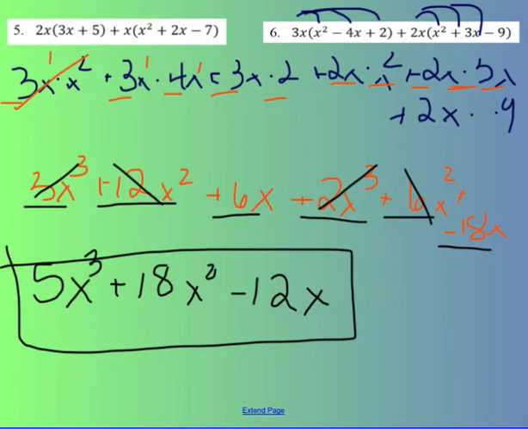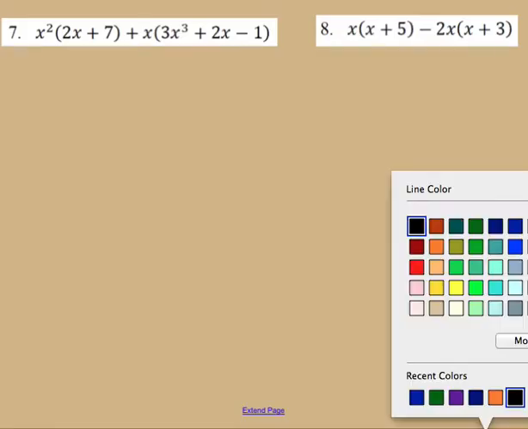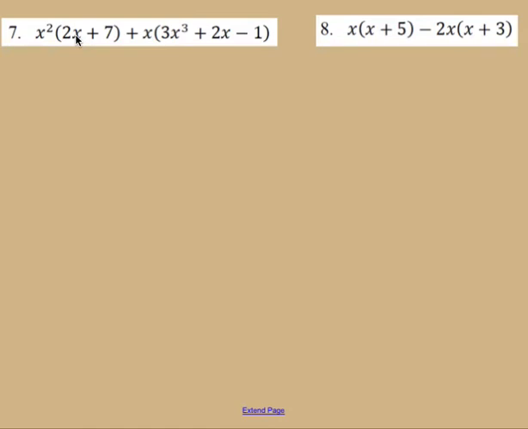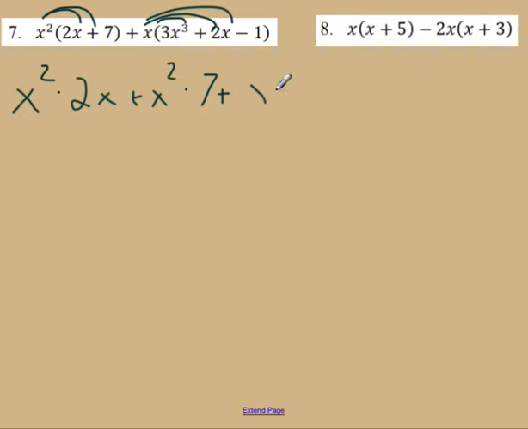Okay, let's move forward. Let's take a look at number 7. So again, we're going to distribute this in and this in. So we have x squared times 2x plus x squared times 7 plus x times 3x cubed plus x times 2x plus x times a negative 1. So now we're going to multiply that in. So we have x squared times 2x. So the 2 is going to stay the same.